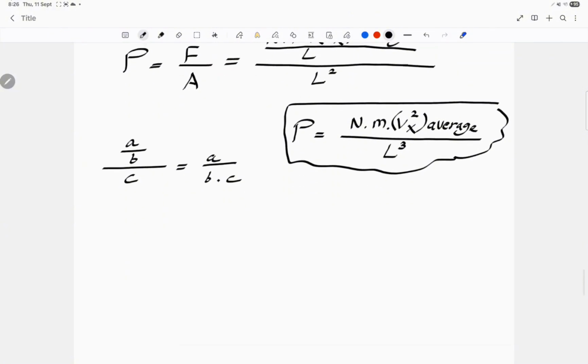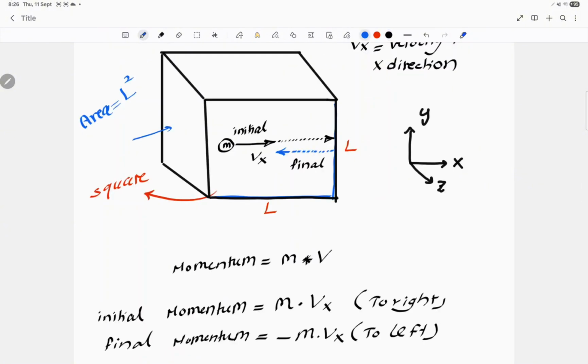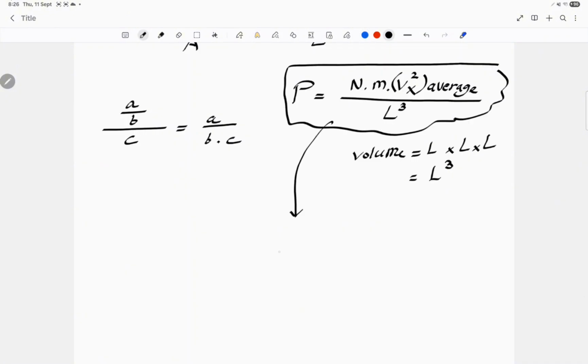Now, don't forget that we're dealing with a cube, and in a cube, the volume is equal to side by side by side. That means L by L by L, and so we have L cubed. The shape is going to be a cube. Maybe it's not drawn so, but you were told when the question started it's a cube, and that's how the volume is equal to L cubed. So now it's time to go back here, and simply replace the L cubed with V. So n times m times Vx squared average over V. That's going to be our pressure.